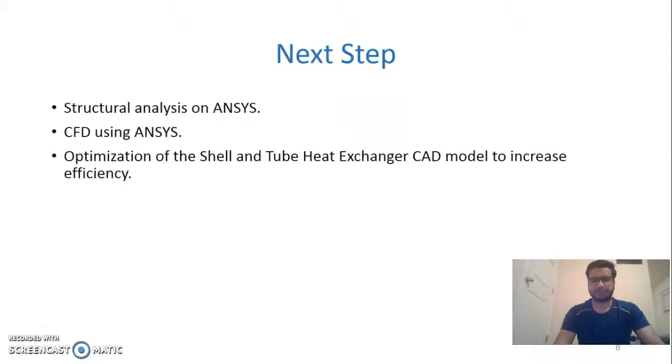What would be my next step? I have prepared my CAD model. So the next step would be performing the structural analysis on ANSYS and CFD using ANSYS. After these two analyses, I'll be getting some results. So as to improve on those results, I'll be optimizing the shell and tube heat exchanger by changing the angles of the baffles and changing some small properties of the inlet nozzle and the outlet nozzle.